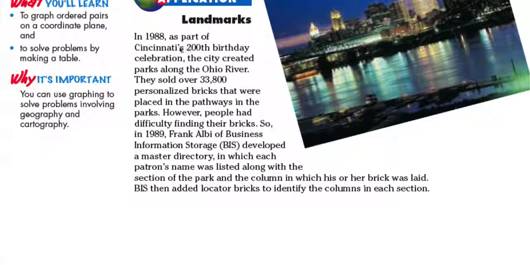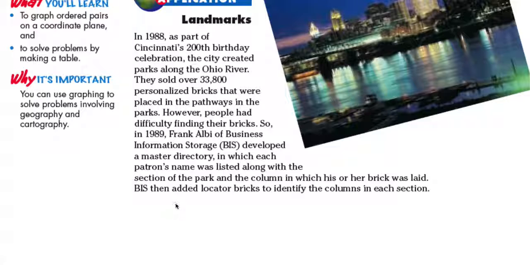In 1988, as part of Cincinnati's 200th birthday celebration, the city created parks along the Ohio River. They sold over 33,800 personalized bricks that were placed in the pathways in the parks. However, people had difficulty finding their bricks, so in 1989, Frank Albee of Business Information Storage, BIS, developed a master directory in which each patron's name was listed along with the section of the park and the column in which his or her brick was laid. BIS then added locator bricks to identify the columns in each section.